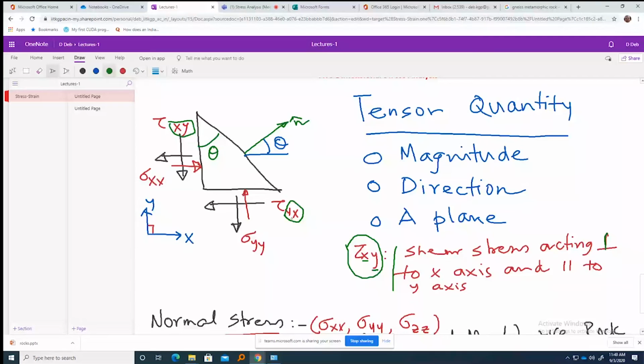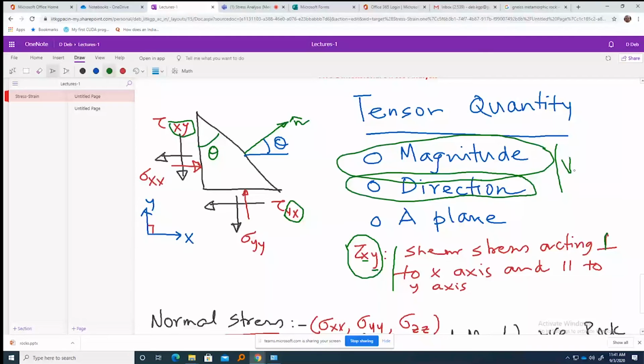Now I told you they are tensor quantities. Tensor quantity means they have a magnitude, that means they have a value, either 5, 10, whatever MPa or Newton per millimeter square, whichever way you express it. And they will definitely have a direction. So these two are basically a vector. This, you know, we call a vector quantity.